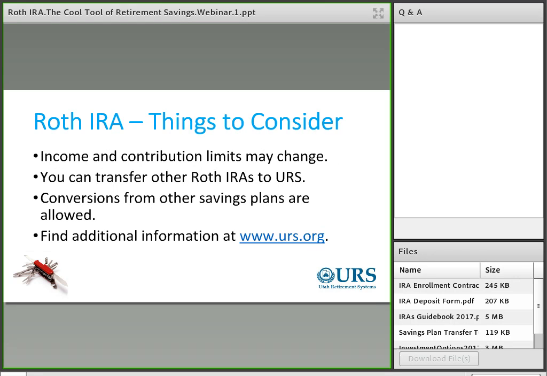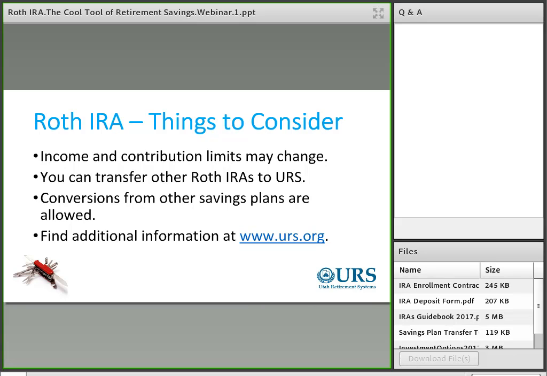So some things to consider as we move forward in this wonderful world of Roth IRAs. Looking 20 plus years into the future, the income and contribution limits may change. I'm hoping they increase these contribution limits, I'm really hoping for that. So keep your eye on that. In January, we'll know as we publish our new materials. Those can change, and we want you to focus on putting away as much as you possibly can. You can also transfer other Roth IRAs to URS.